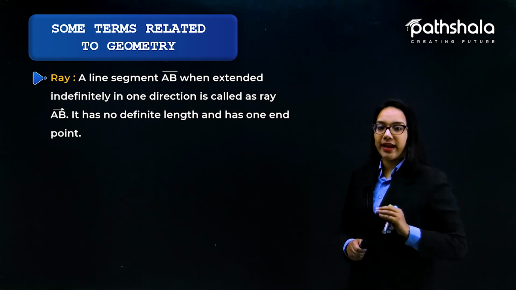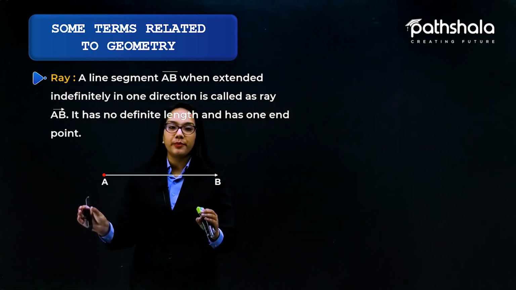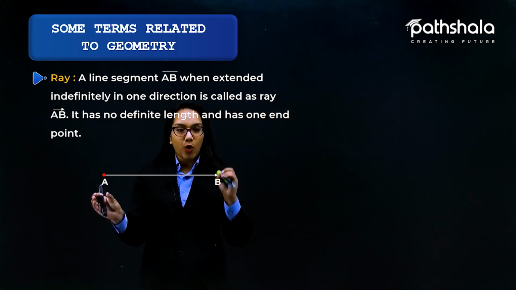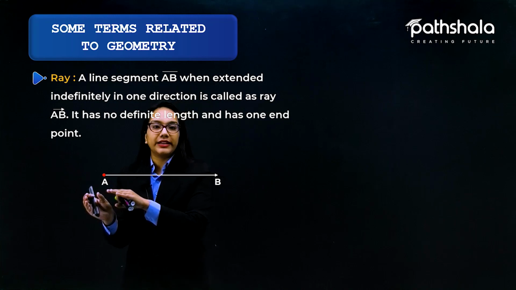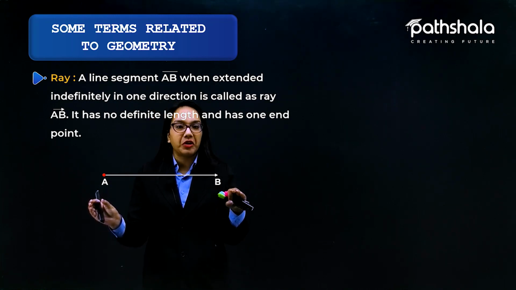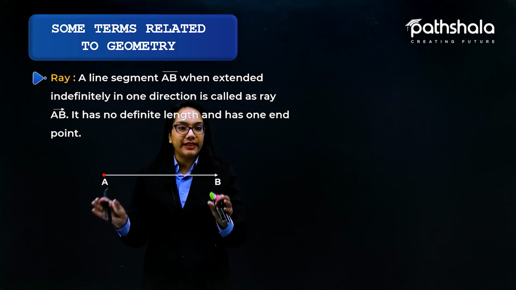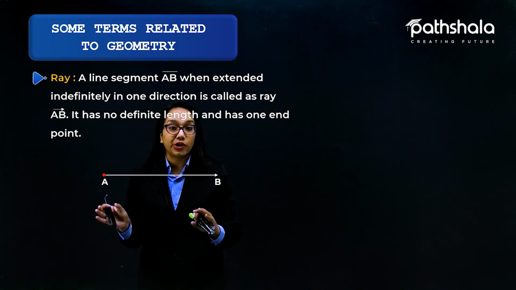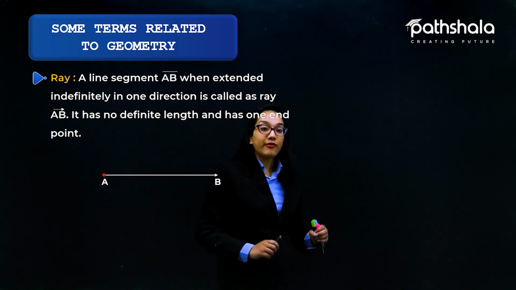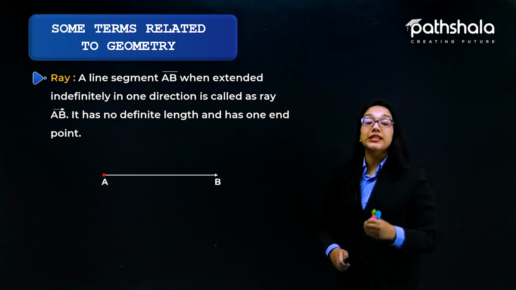Let's draw the ray. This is the ray. As you can see over here, A is one end point, and it is extended from the point B toward this particular direction. So it definitely has no definite length, and this representation is of a ray, which is called AB. So this is called a ray.